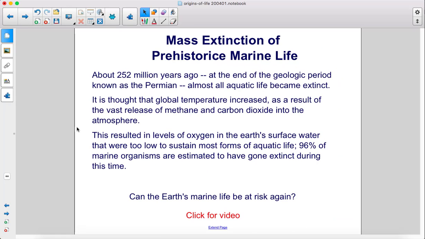About 252 million years ago, at the end of the geologic period known as the Permian, almost all aquatic life became extinct. It is thought that global temperature increased as a result of the vast release of methane and carbon dioxide into the atmosphere. This resulted in levels of oxygen in the Earth's surface water that were too low to sustain most forms of aquatic life. 96% of marine organisms are estimated to have gone extinct during this time. Can the Earth's marine life be at risk again?